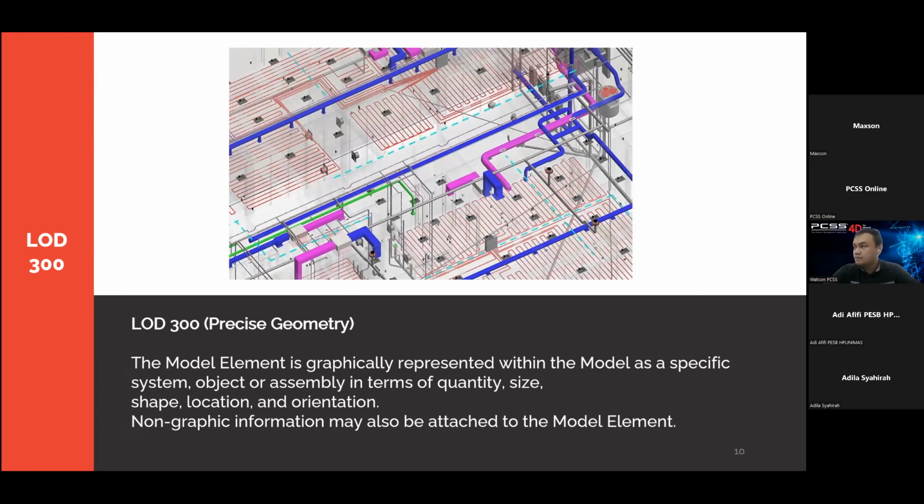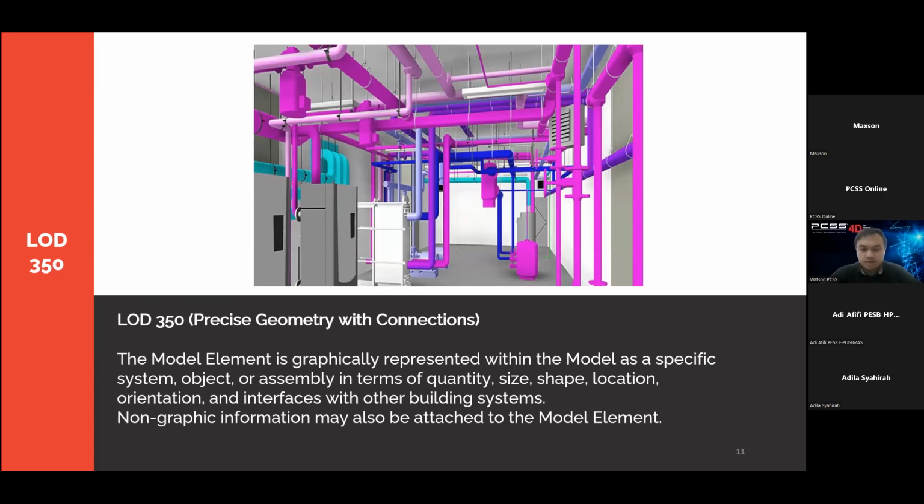So then we can move up to a different stage, which is LOD 300, where at this stage, we consider it to be precise already, specific already. Means the quantity, how many doors, how many windows, how many valves, they're all specific, is accurate. So it's accurate in terms of quantity, size, shape, location, and orientation. Okay. If you move one step higher, you have LOD 350, which is an improvement from 300, whereby we have connection and sometimes we have accessories like hangers, things like that that's included to the building.